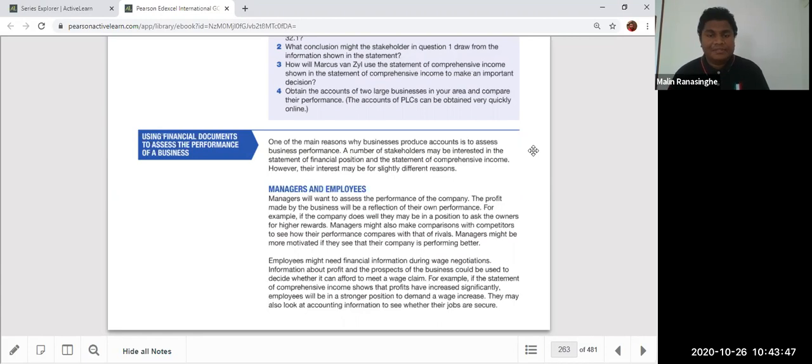The profit made by the business will be a reflection of their own performance. For example, if the company does well, they may be in a position to ask the owners for higher rewards. Managers might also make comparisons with the competitors to see how their performance compares with that of the rivals. You also do comparisons, how is my performance, how is others' performance. A lot of students want to know others' marks, what is the highest mark, what is the lowest. This comparison is there.